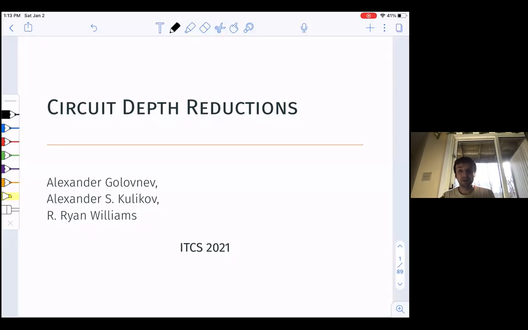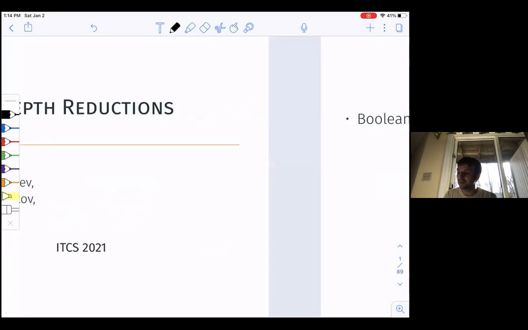Hi everyone, my name is Golovnev, and I would like to present our recent result with Sasha Kulikov and Ryan Williams on circuit depth reductions. In this work, we do not prove new circuit lower bounds, but we give a new framework for a new way of proving circuit lower bounds or formula lower bounds. In particular, we'll show that improvements on the currently known pseudo-random objects would lead via our framework to new circuit lower bounds.